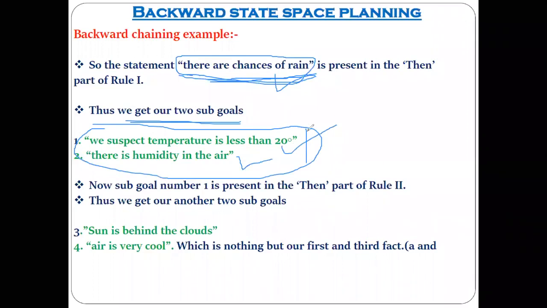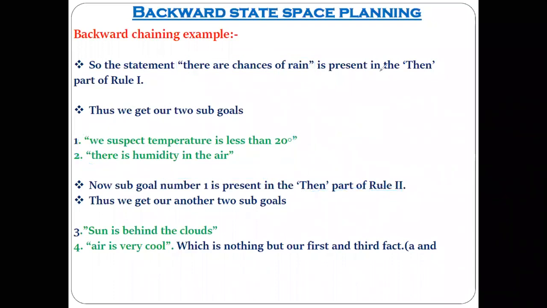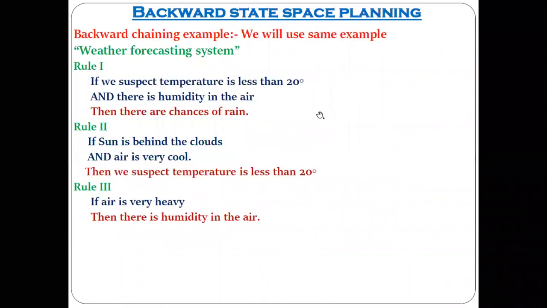Now if you see the first one, we suspect temperature is less than 20. This outcome is matching with the then part of rule 2. Where is it matching? Let's see. Here, we suspect temperature is less than 20. It is matching in the then part of rule 2. Yes or no? Yes.